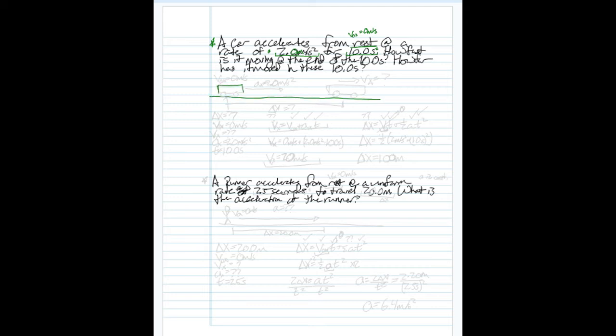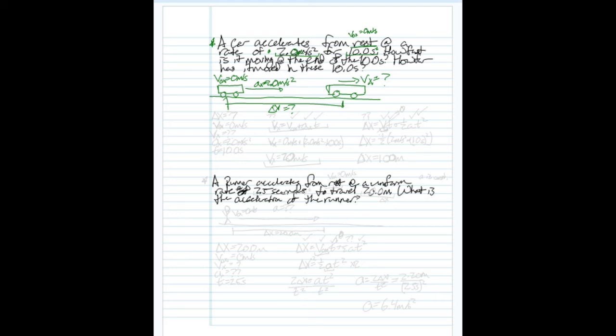A good rule of thumb is to always draw out your scenario. So here is my car. It starts off at rest. Its acceleration is 2.0 meters per second squared forward. We need to figure out how fast it's moving at the end and how far it's gone.